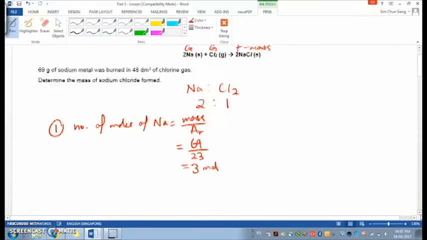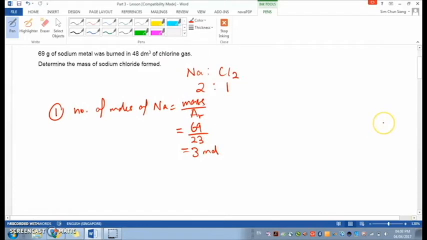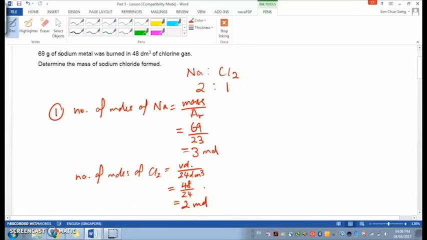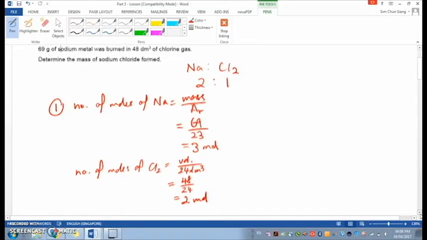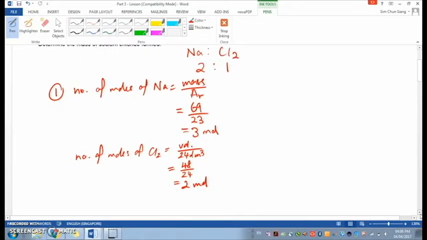Next, I will find the number of moles of chlorine. Since I'm given 48 dm³ of chlorine, I will use the formula number of moles equals volume over 24. So the number of moles of chlorine will be 48 over 24, giving me 2 moles. Now that I have the number of moles of both sodium and chlorine as the reactants, I will now compare their ratio, which is our second step of the 3-step approach.